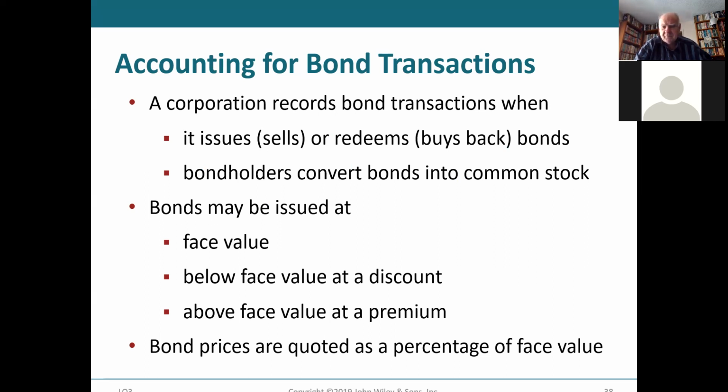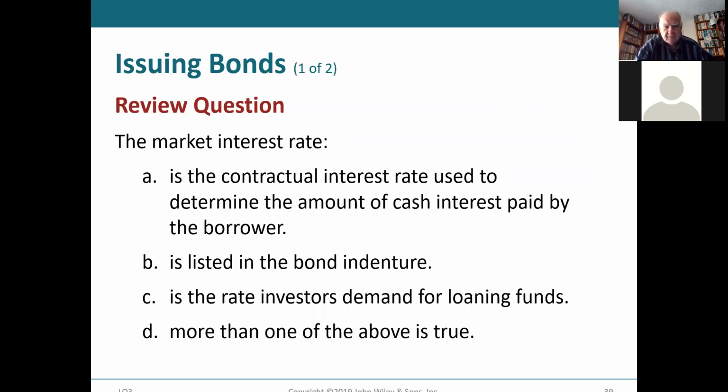On the other hand, if you're paying 5% when everybody else is paying 4%, you're going to end up getting a premium. People are going to pay more than $100,000 because they love the amount of income you're paying, the amount of interest. The market interest rate is the contractual interest rate. Nope. Is listed in the bond. Nope. Is the rate investors demand. Number C. That's what the market is demanding. So if you're unwilling to pay the market rate, you have to be prepared to take less money than $100,000.